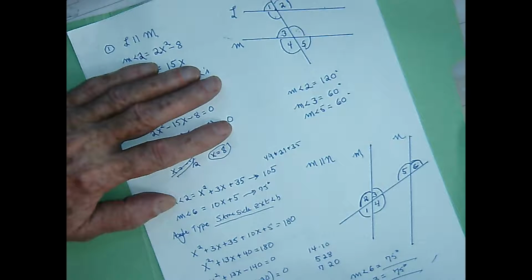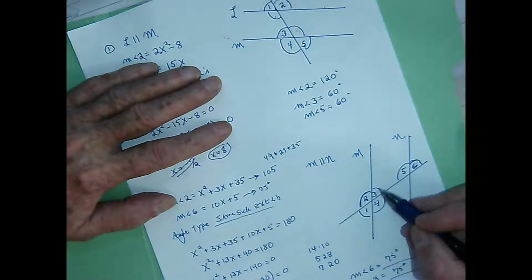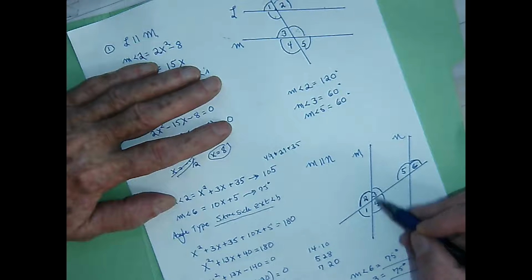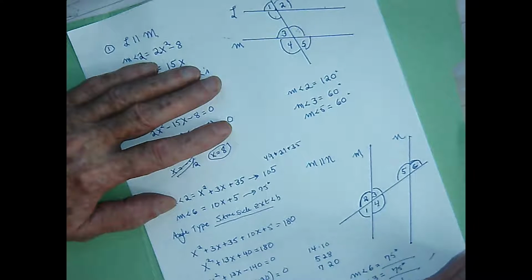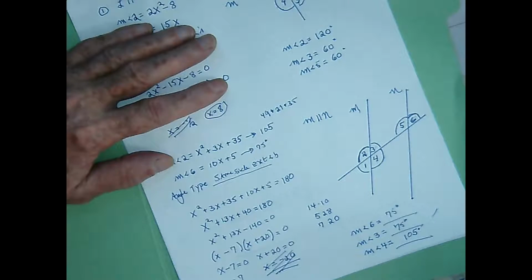Then I asked about angle 4. Now angle 3 and angle 4, they're supplementary because they make a linear pair together. And the supplement of 75 would be 105 degrees. I think that all checks out pretty good.